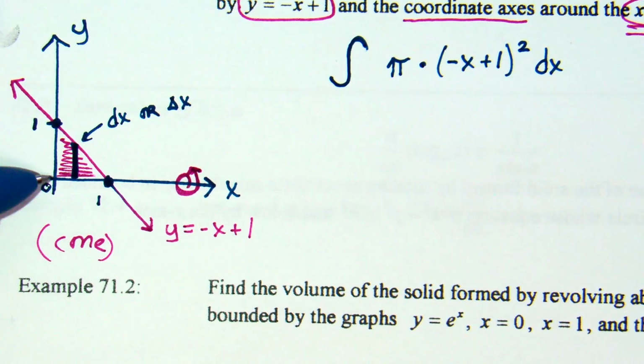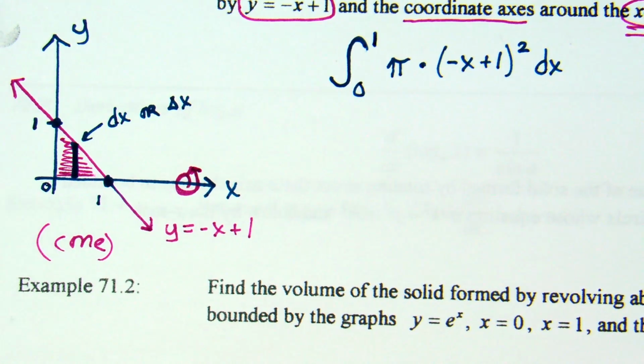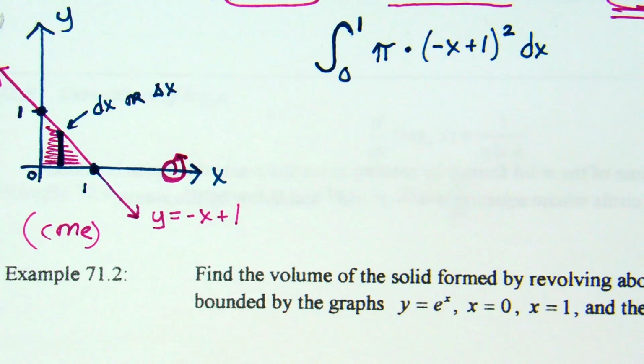Questions on my setup? Will we have any that are spun around the origin? No. We can only spin around a line. So we have to spin around some kind of line, and we'll always use vertical or horizontal lines. Today, specifically, it's the x and y axis.